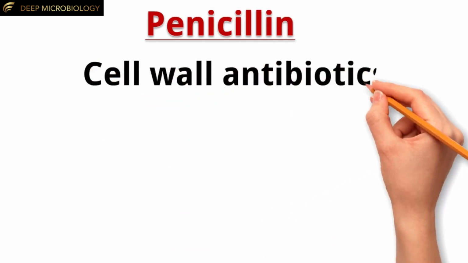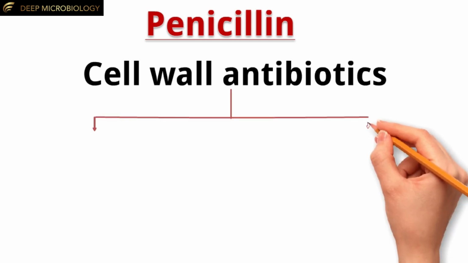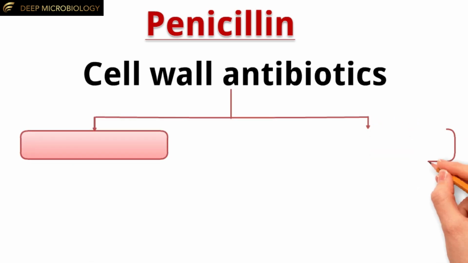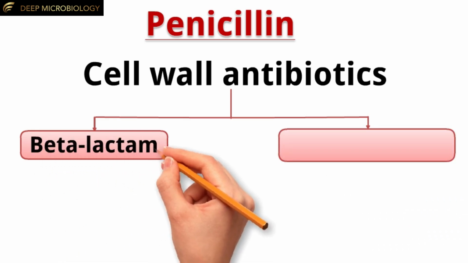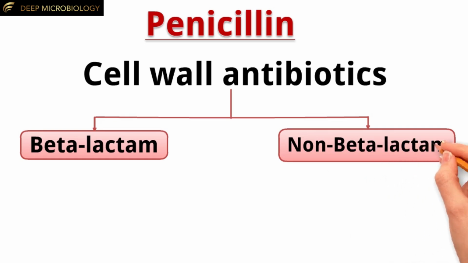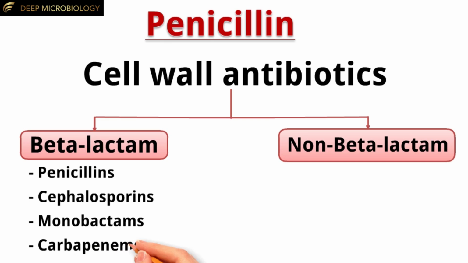Cell wall antibiotics are classified into beta-lactam antibiotics, which contain a beta-lactam ring in their structure, and non-beta-lactam antibiotics. Beta-lactam antibiotics include penicillins, cephalosporins, monobactams, and carbapenems.